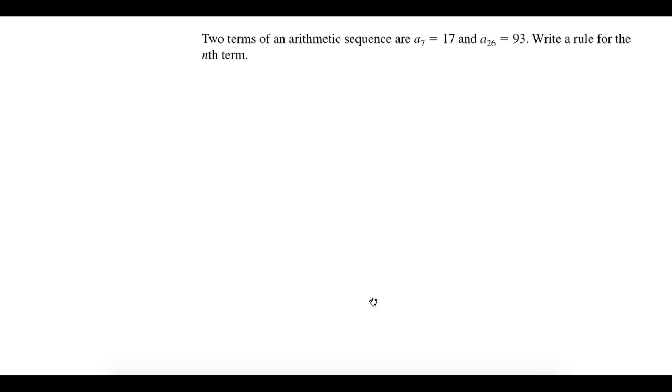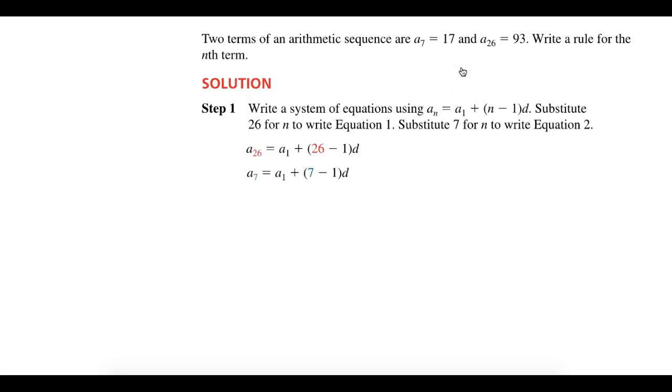So here are the steps to do that. What you do first is we know that the 7th term in our sequence is 17, and the 26th term is 93. So that's all we know right now. What we're going to do, though, is write a system of equations using our general rule. So follow along with me here.